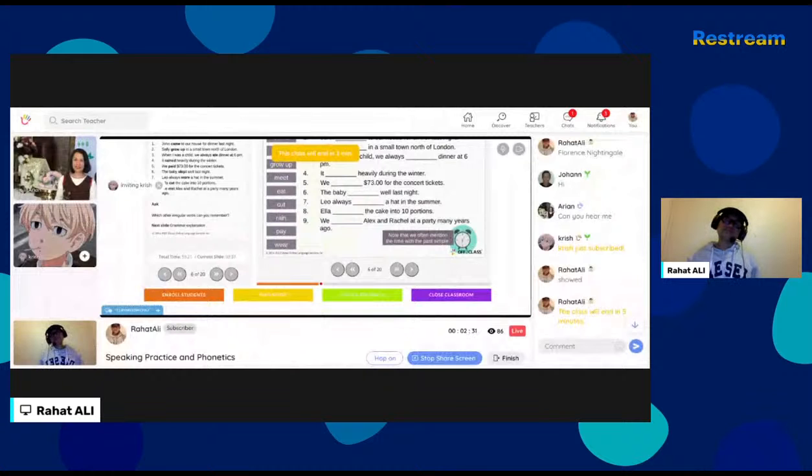Number eight. Ella blank the cake into 10 portions. Maybe cut the cake into 10 portions. What is portion, teacher? Portion means divided. One piece, one portion. Two pieces, two portions. Oh, 10 pieces. Okay.